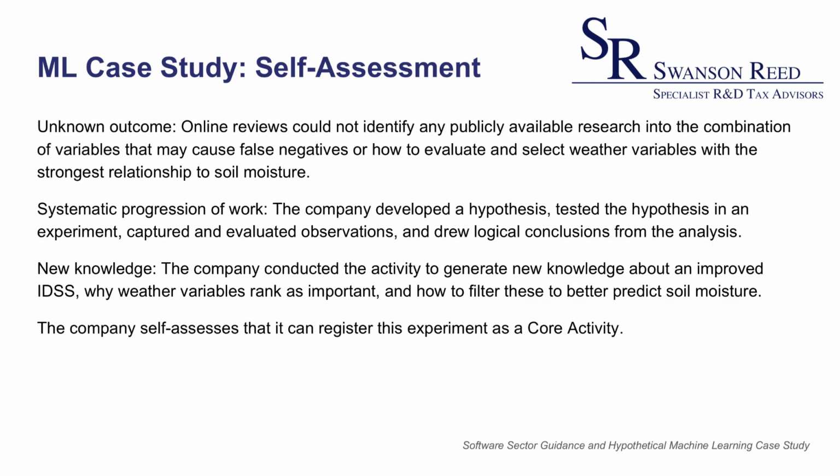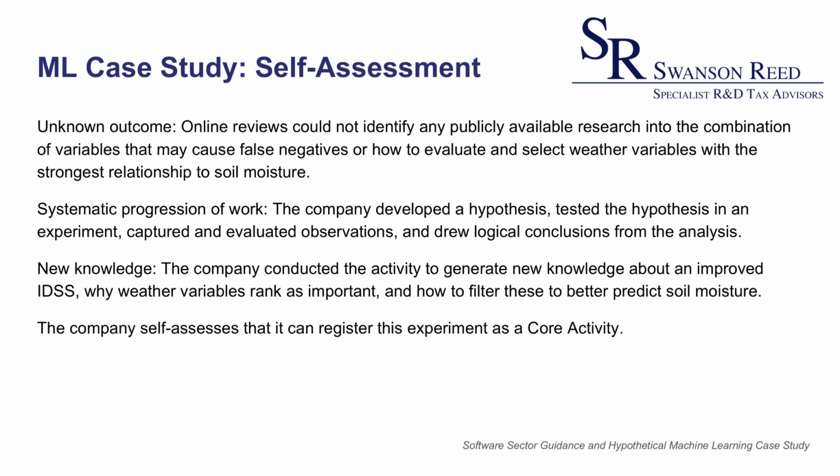Now, let's have a look at this example against the criteria. Firstly, the unknown outcome. The outcome of applying its chosen machine learning training method to the satellite imagery and weather data was not known and could not be determined in advance from current knowledge, information, and experience. Online reviews conducted by staff with expertise in the field could not identify any publicly available research into the combination of variables that may cause false negatives, nor how to evaluate and select weather variables with the strongest relationship to soil moisture.